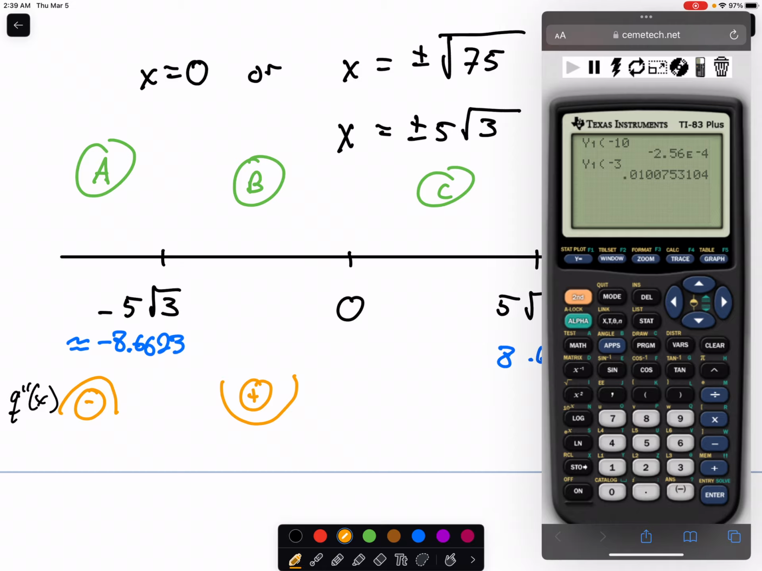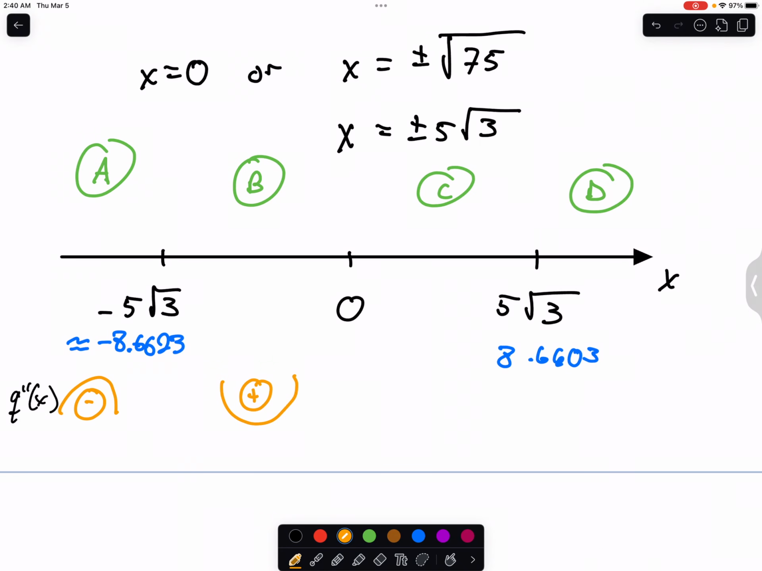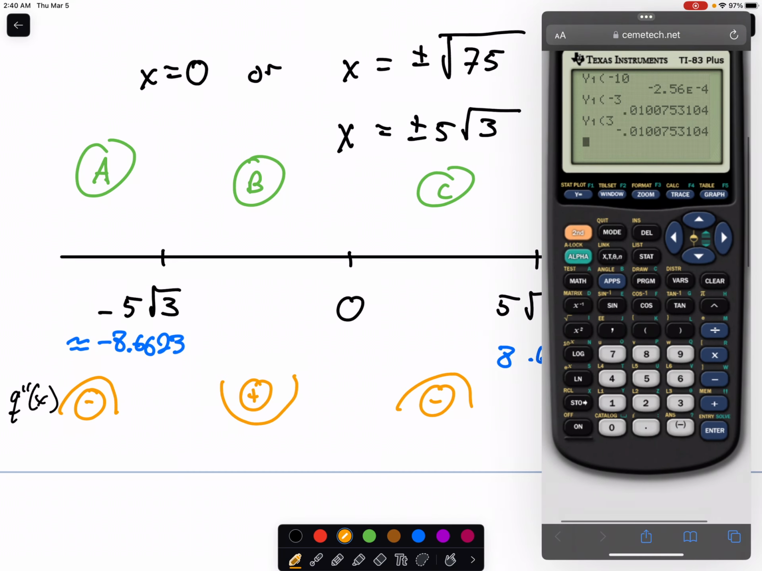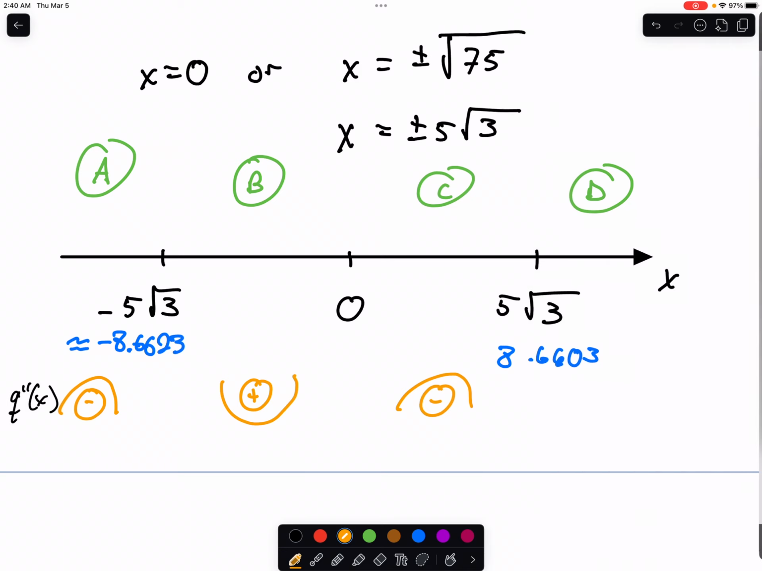Let's choose a point in region C. We chose negative 3, so let's choose positive 3. We plug in positive 3, we got a negative result. The second derivative was negative, which implies the original function is concave down. So another point of inflection. And then let's choose 10. We got a positive result in this region, which implies the original function is concave up. So we got 1, 2, 3 points of inflection.